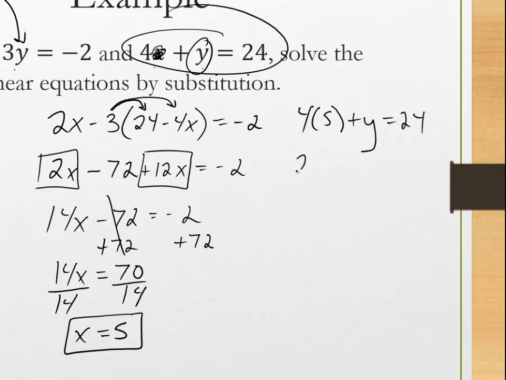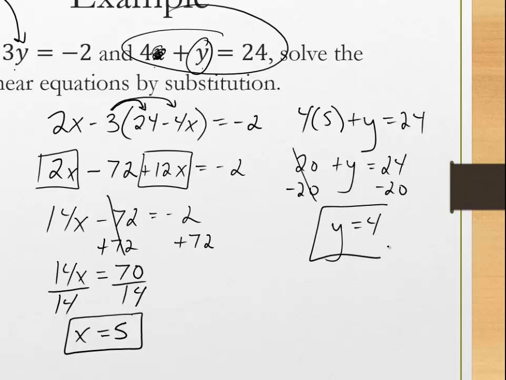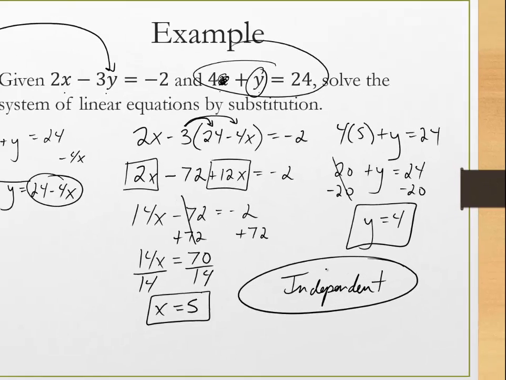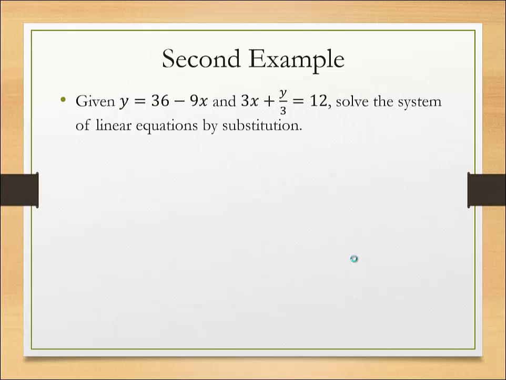And 4 times 5 is 20. 20 plus y equals 24. And then last step, we need to get y by itself, so subtract 20 from both sides. And we'll get y equals 4, because 24 minus 20 is 4. And that's our solution. We have an x, we have a y. Boom. Whenever we have an x and a y, it's going to be independent.